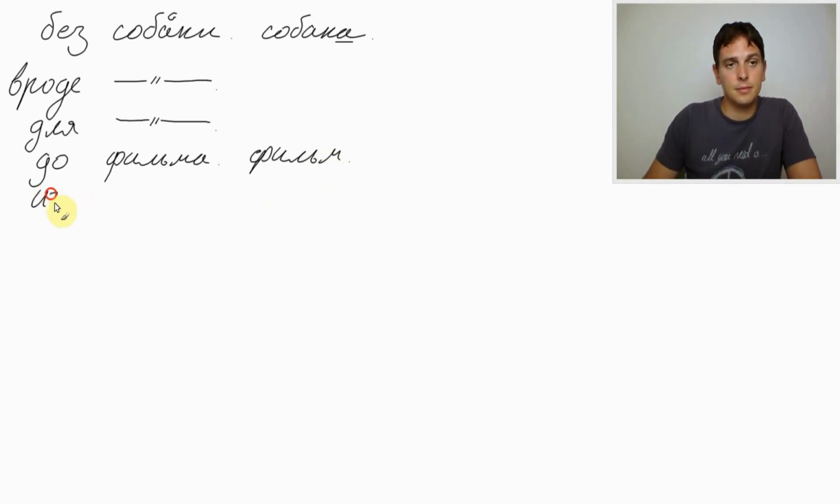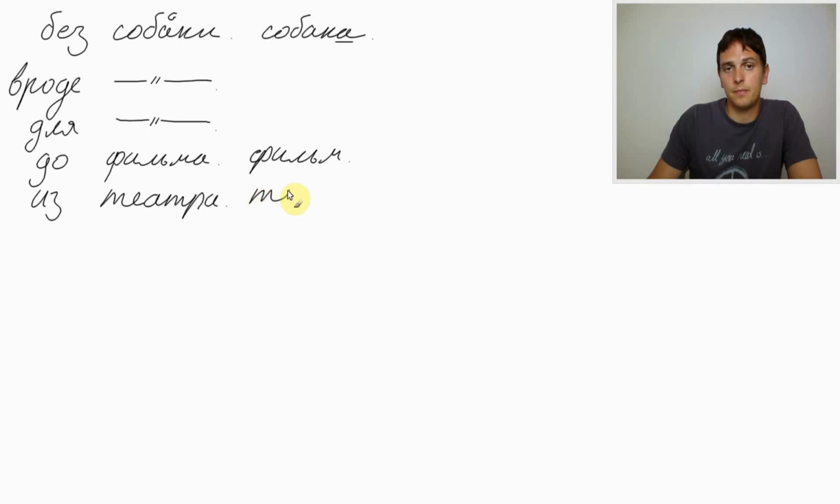Из. Из means from, or out of. Из aluminium means out of aluminium. So, and we could use из with theater. Из театра. From the theater. And the nominative form of theater would be театр. So, if you would search for theater in the dictionary, you would find it as театр. But if you would want to say from the theater, we would need to modify театр to the genitive form of theater. Из театра.